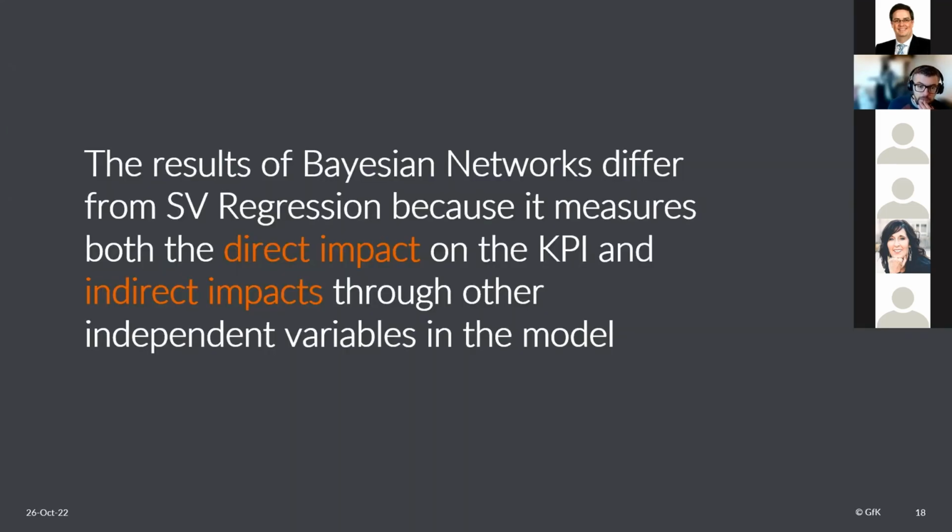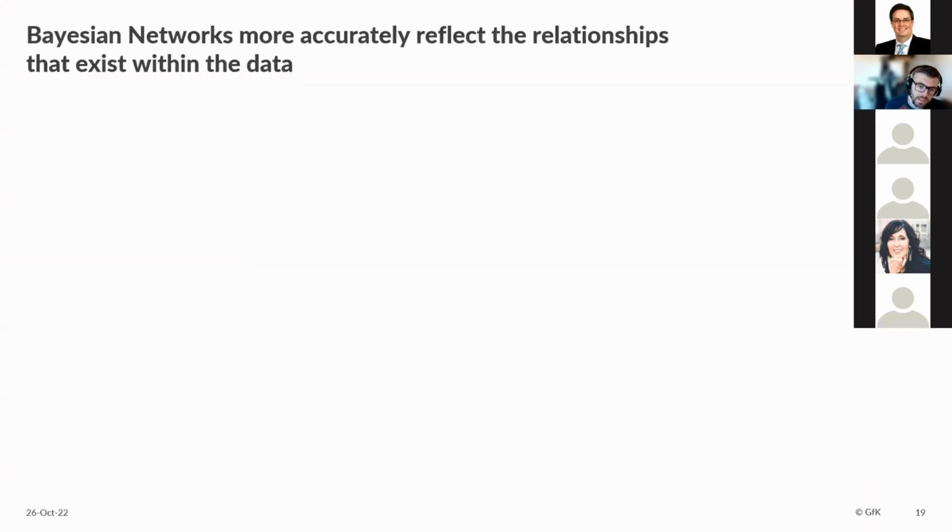Now, the reason why we see differences between the two methods is that it's largely down to the fact that the Bayesian network is able to measure not only the direct impact on the outcome measure, but also to take into account the indirect impacts that the variables are having through the other independent variables that are present in the model. And I will now demonstrate why this is the case using an example.